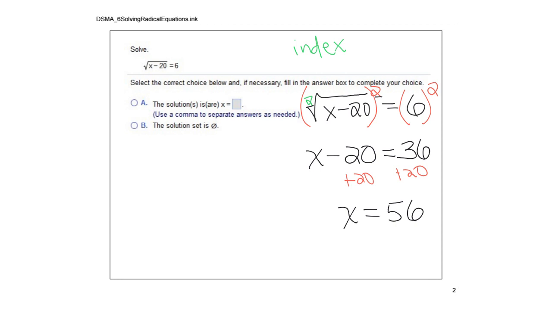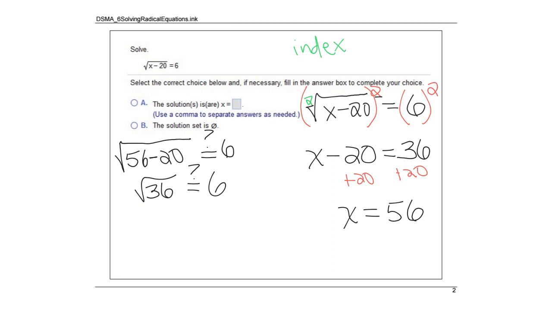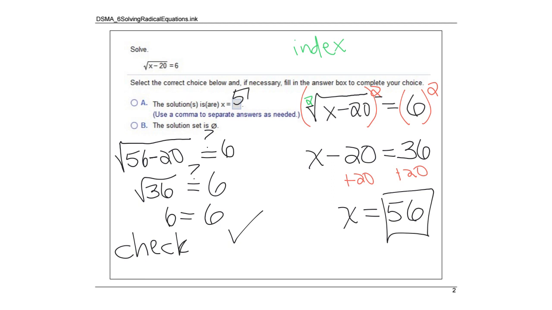So let's come over here. We are going to replace x with 56. And see if this works. So what do we get? 56 minus 20 gives us 36. And sure enough, square root of 36 is 6. 6 is equal to 6, and we're good to go. So we checked our work here. All right, so we're going to stick with this 56.